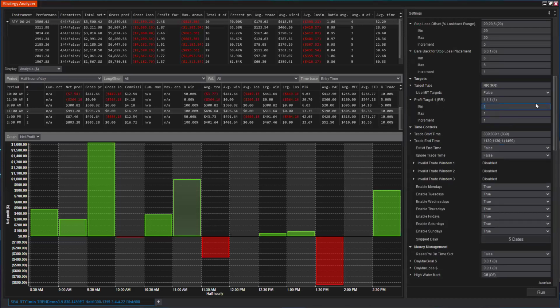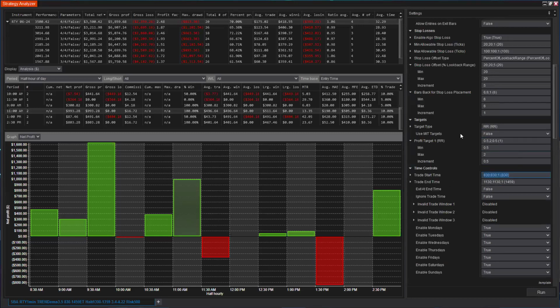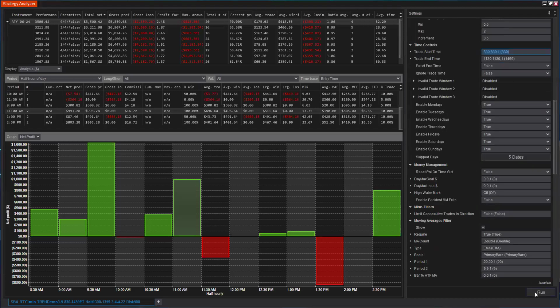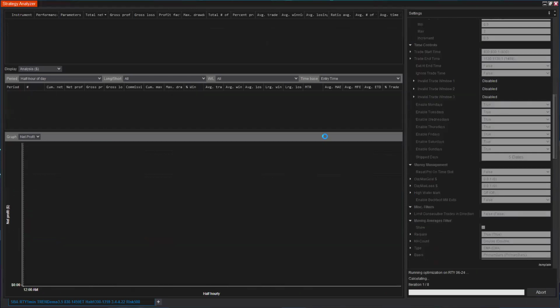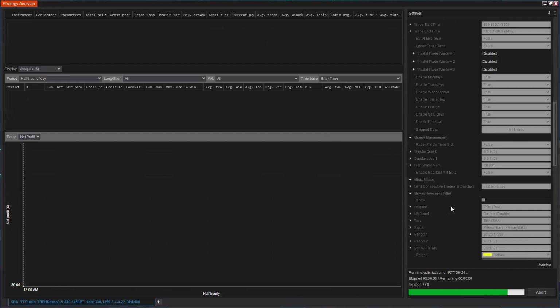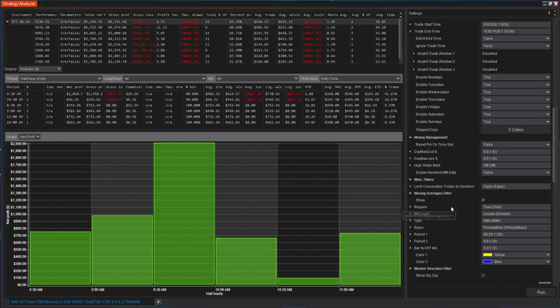Now let's look at profit target. We're going to go from 0.5 to 2. And I'm going to go by 0.5. I'm just going to get a feel for what those numbers are based on risk reward. Let's run it that way. Now, this whole time I've been optimizing with the moving average filter on because I want to optimize for reversals.